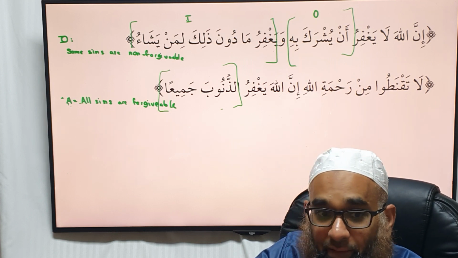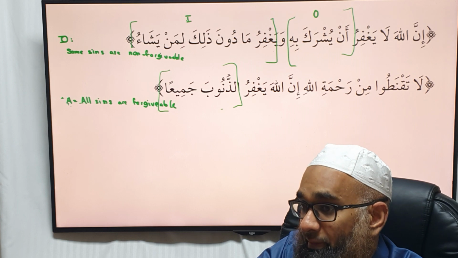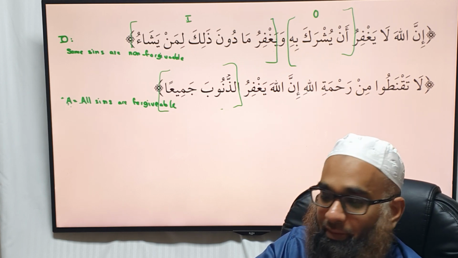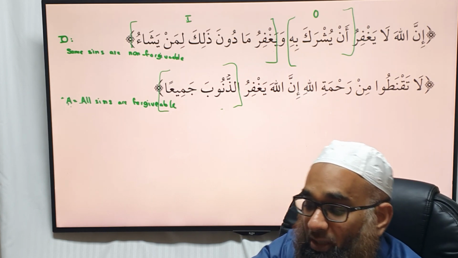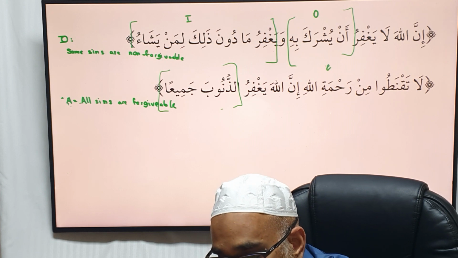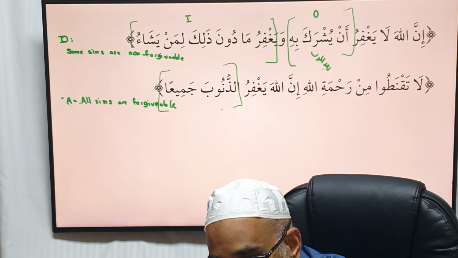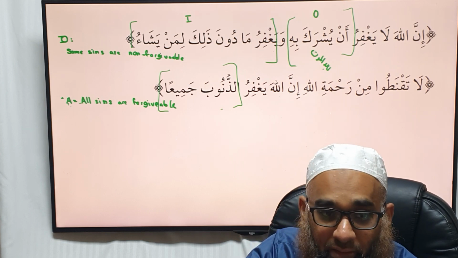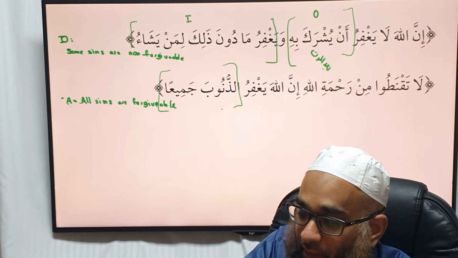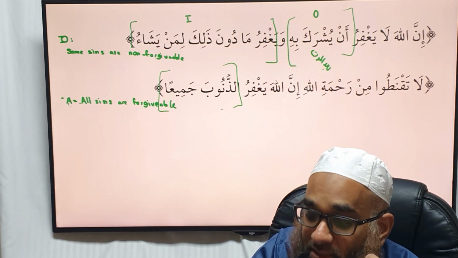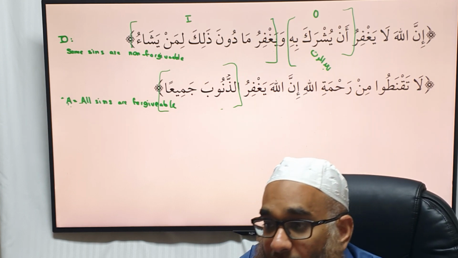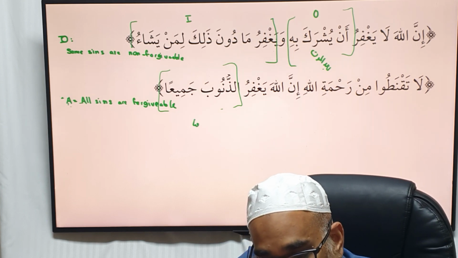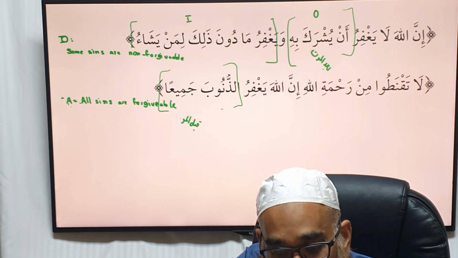But the sins, the time. How is the time? Before death and after death. It says that He does not forgive that partners be associated with Him, when? After death. If you die without tawbah, after death, no sin is forgiven. Shirk is not forgiven, and the rest is up to Allah subhanahu wa ta'ala. And He forgives all sins, all sins are forgivable, in this world before death. Time is a difference.